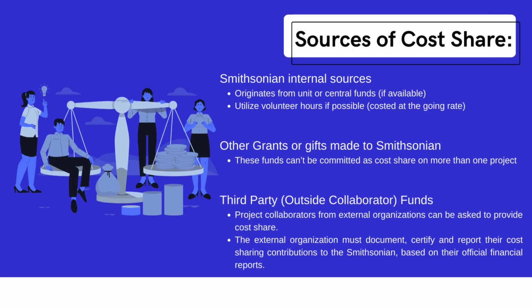Sources of cost share. Smithsonian internal sources can originate from unit or central funds if available, utilize volunteer hours if possible, costed at the going rate. Other grants or gifts made to the Smithsonian. These funds can't be committed as cost share on more than one project.